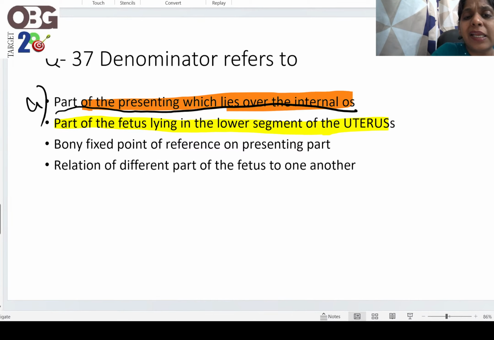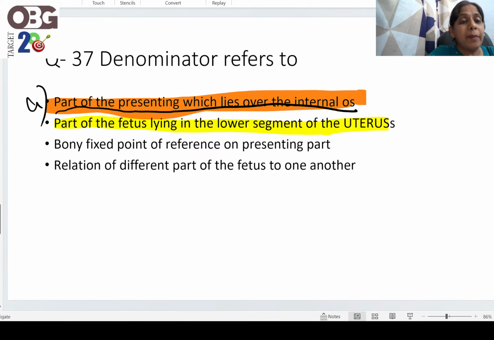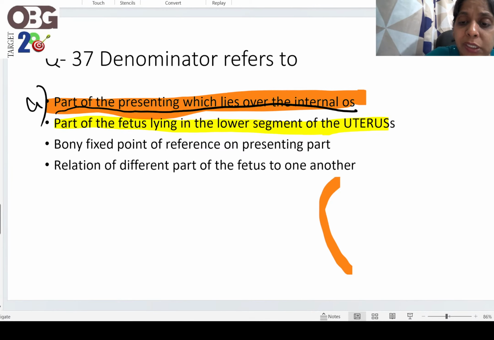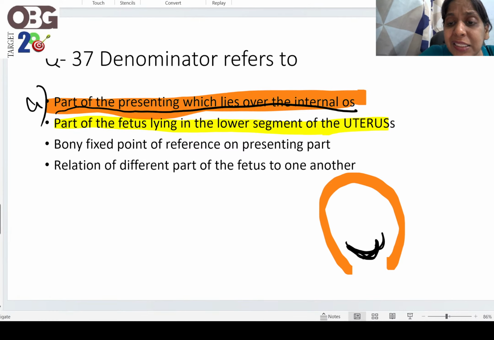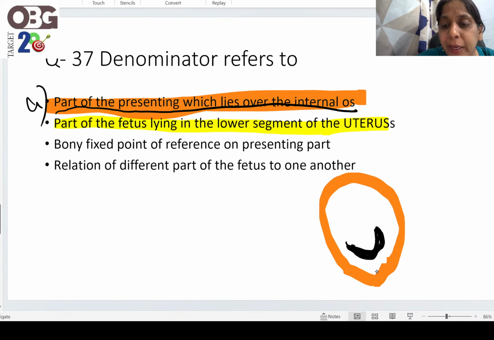पार्ट ऑफ द प्रेजेंटिंग पार्ट, प्रेजेंटेशन विच लाइज ओवर द इंटरनल ऑस. अब देखो, लोअर सेगमेंट ऑफ यूट्रस में जो पार्ट था, यहां पे जो बच्चे का पार्ट था उसको हमने बोल दिया प्रेजेंटेशन. लेकिन इस हेड का, अगर हेड है, अगर इस हेड का कौन सा पार्ट इंटरनल ऑस पे है? इंटरनल ऑस मतलब सबसे नीचे, यहाँ पे सबसे नीचे कौन सा पार्ट है? ठीक है, यस, मोस्ट कॉमन माल प्रेजेंटेशन इज ब्रीच. वेरी गुड, ठीक है.